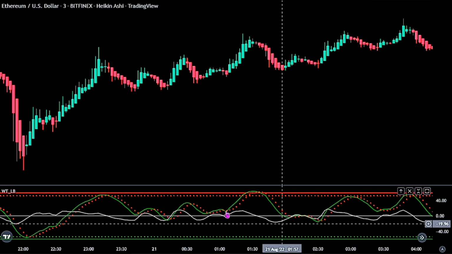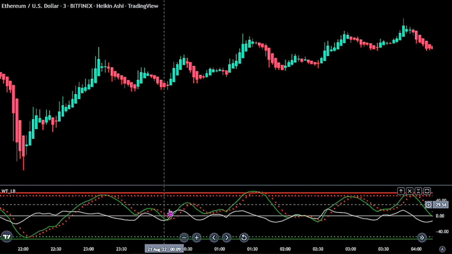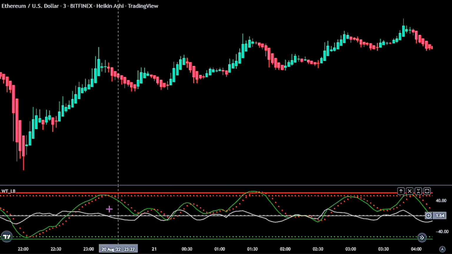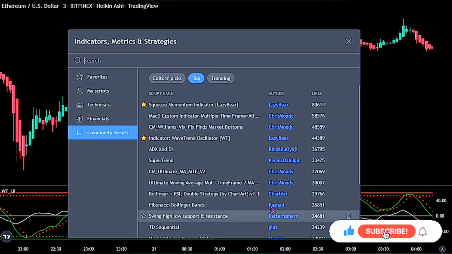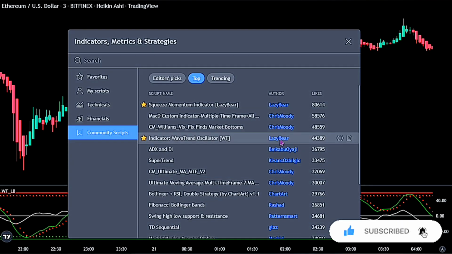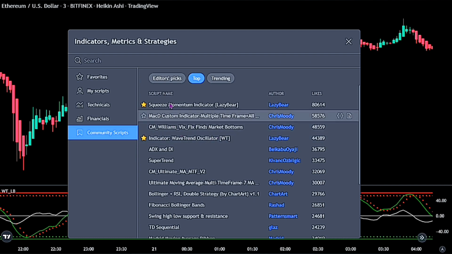Okay, so let's now reveal the indicator on the chart, as I will be revealing the settings used for this strategy later in the video. Now for this strategy, we are only using an indicator from a famous TradingView script writer, all thanks to LazyBear. This is one of his indicators that has gained its stand as one of the top indicators on TradingView, with about 44,000 likes.